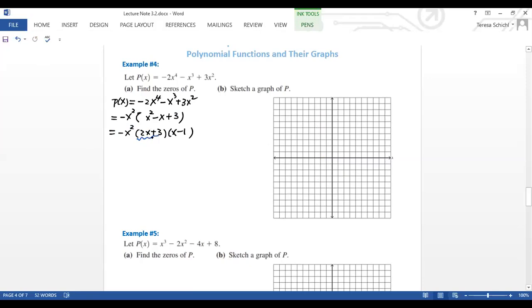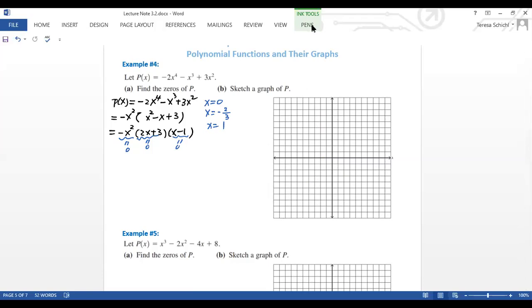Then what happens here? You set this one equal to 0. This is equal to 0. And then this is equal to 0. So what is your value? x equal to 0. x equal to the negative 2/3. x equal to what? x equal to 1. All right. Okay, so that means they're going to pass these few points, right?